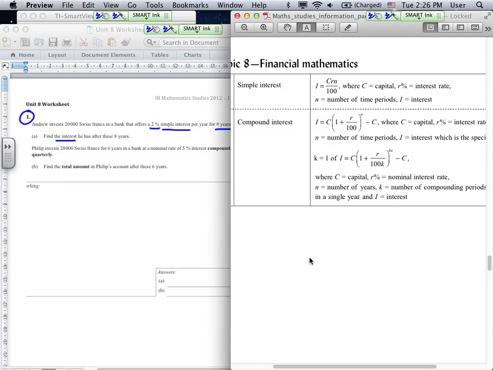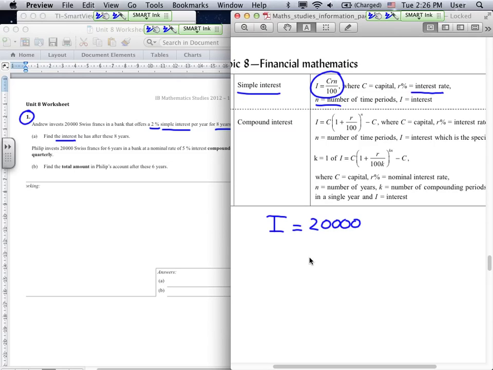So obviously we go to our formula here, and here we have the formula we're going to use. The I is for interest, the C is for your capital, R is for the interest rate, and N is the number of time periods. So we're just going to put it into this formula. The interest that we're going to earn is going to be 20,000, capital 20,000.